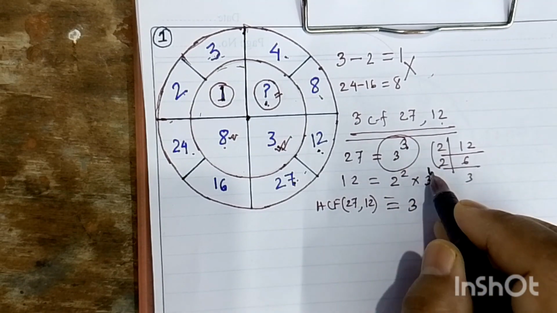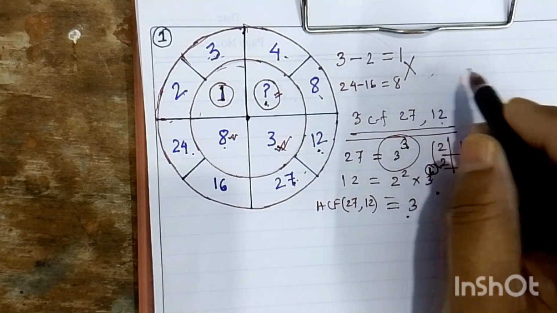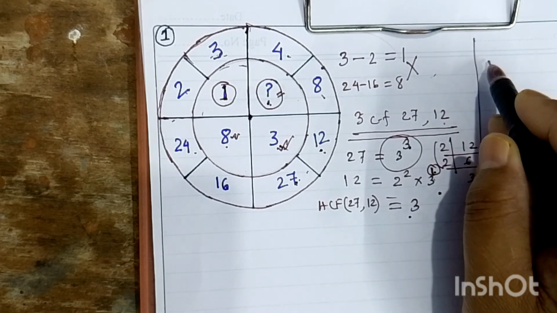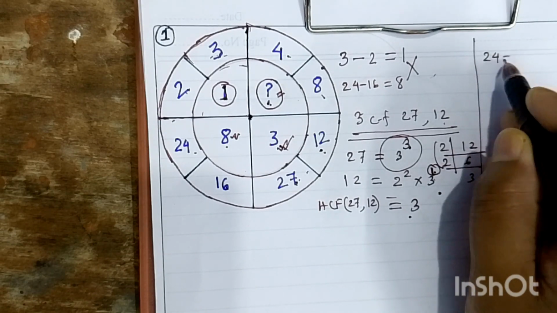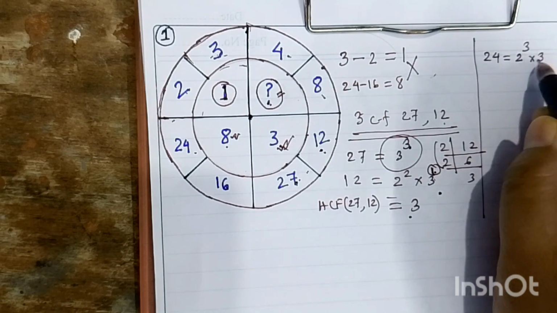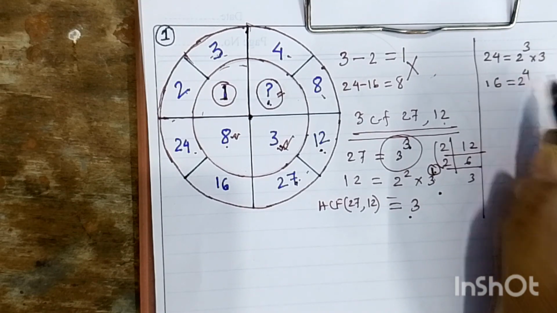Lowest power of 3 and 1, the lowest power is 1, so 3 is the HCF. Similarly in case of 24 and 16, in case of 24 we can write 8 times 3 is 24. 8 we can write as 2 cube into 3, and 16 we can write as 2 to the power 4, which is equal to 16.